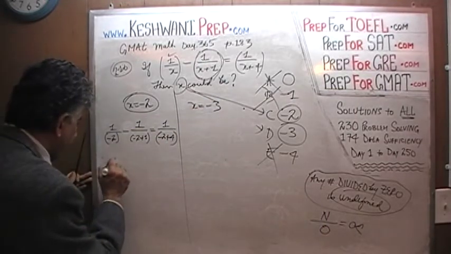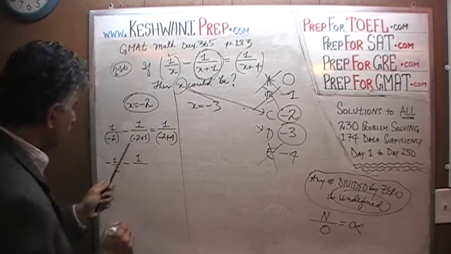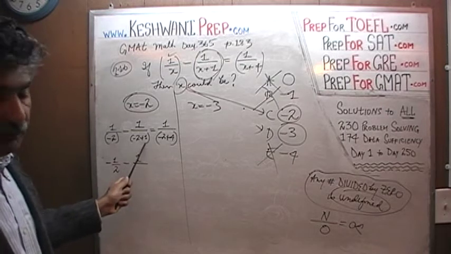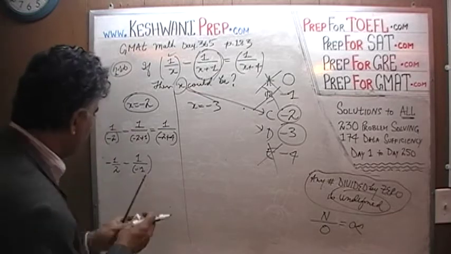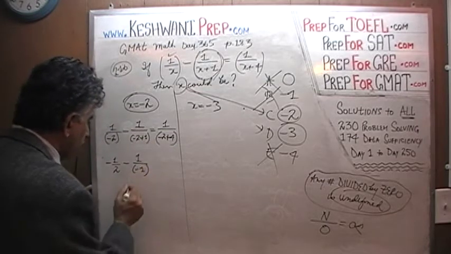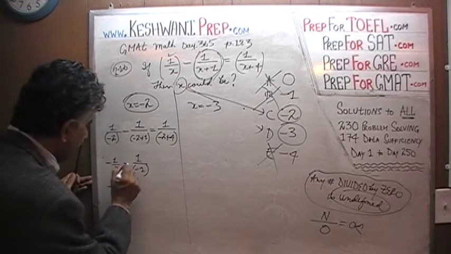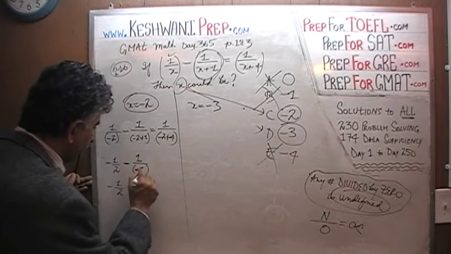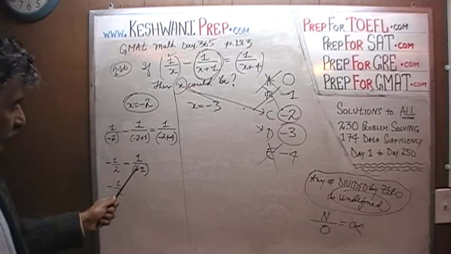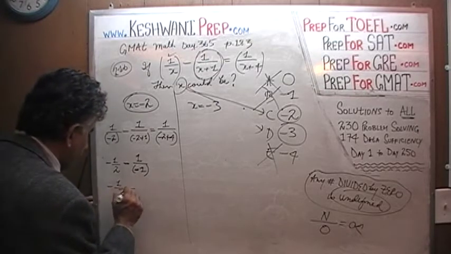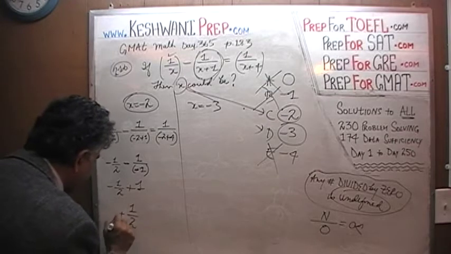1 over negative 2 is negative half. And here we have minus 1 over negative 2 plus 1. Negative 2 plus 1 is negative 1. And this first term is our negative half. And minus 1 over negative 1, this negative and this negative will become positive, and we will end up with 1 over 1, a positive 1. A positive 1 and a negative half is a positive half.